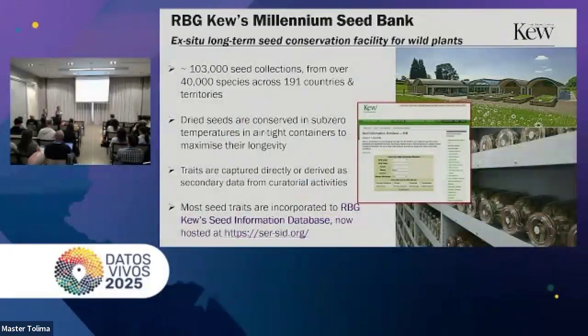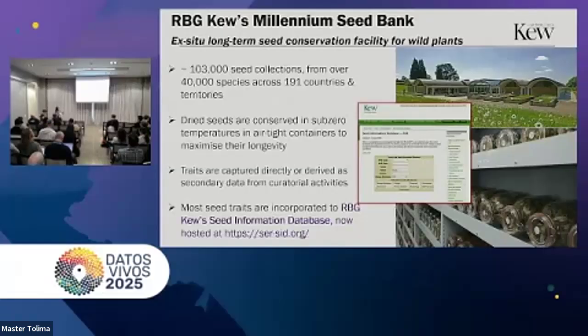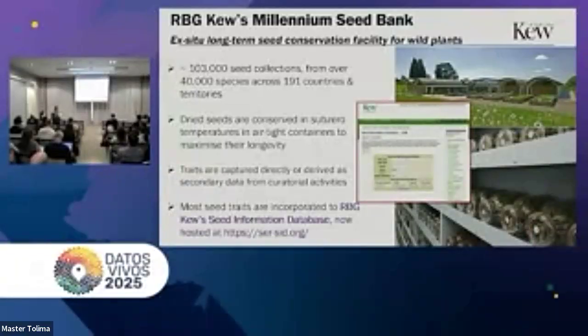So germplasm conserved in Kew's Millennium Seed Bank provides a unique opportunity to capture seed traits. Currently we hold around 103,000 seed collections from 40,000 species across 191 countries and territories. These trait data are captured either directly or as secondary data during curatorial practices. Most of these seed trait data have already been fed into the Seed Information Database, which I mentioned previously. Next slide, please.